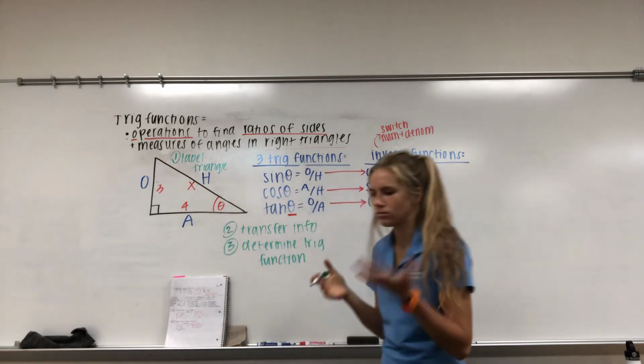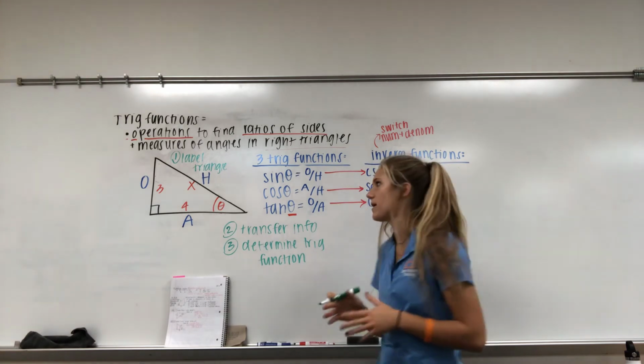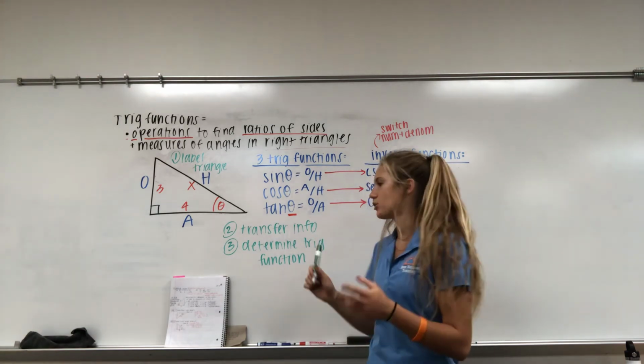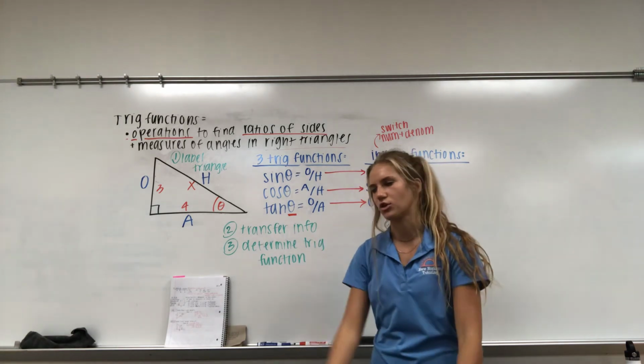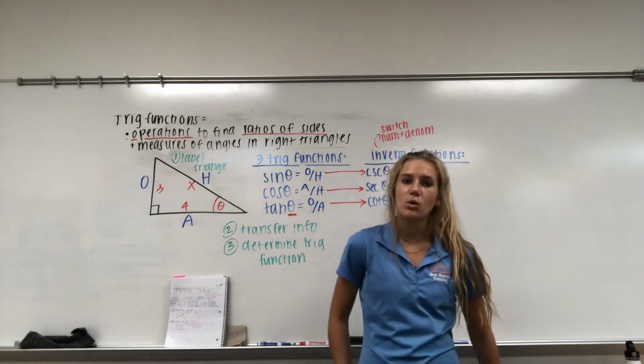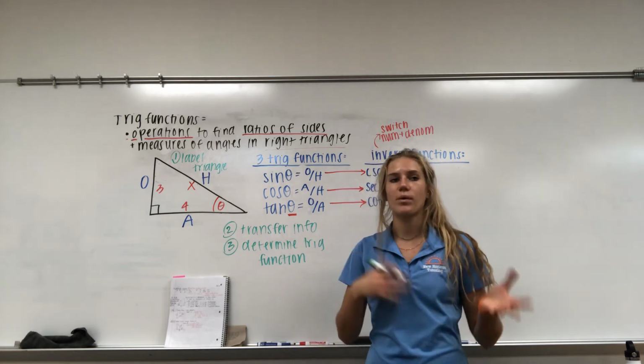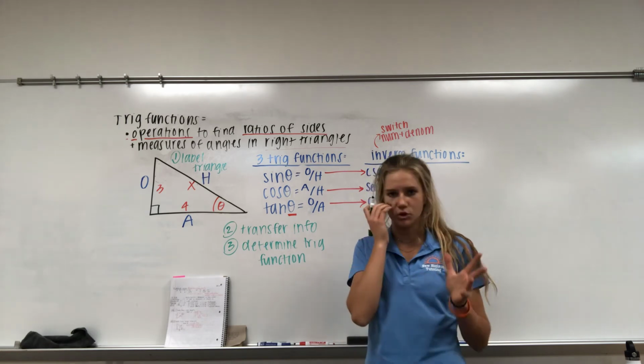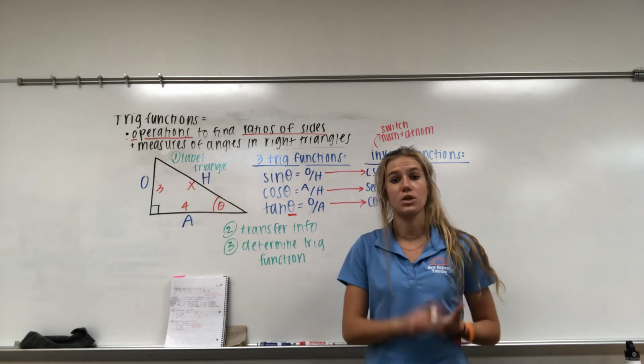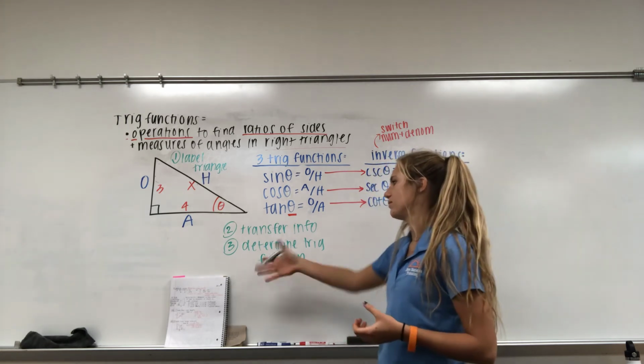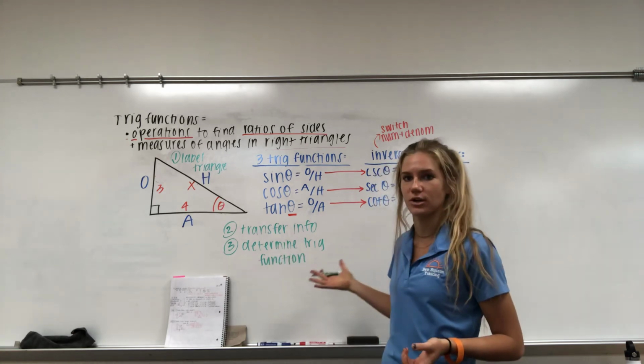Okay, so mentally we're working through this trig problem, right? We labeled our triangle. We transferred our actual information onto our labeled triangle. Now is when we get into our actual trig functions. And before we write down anything dealing with trig functions, we need to figure out which one we're going to use. Hence, me writing down determine trig function.